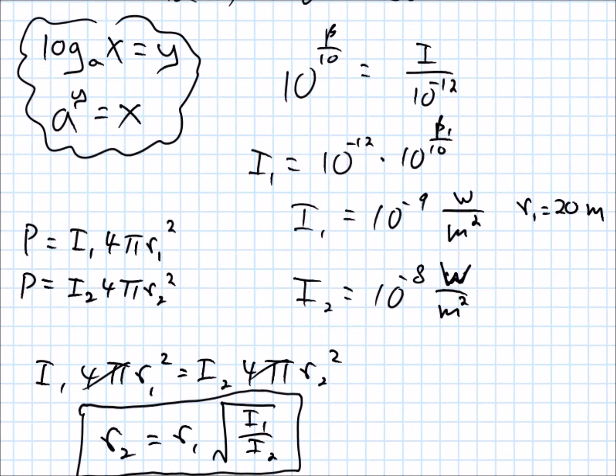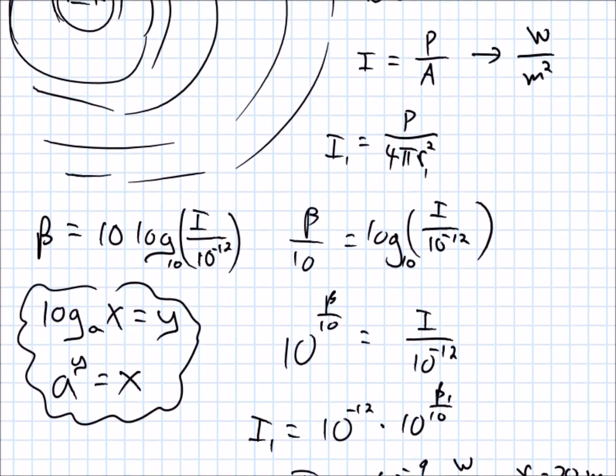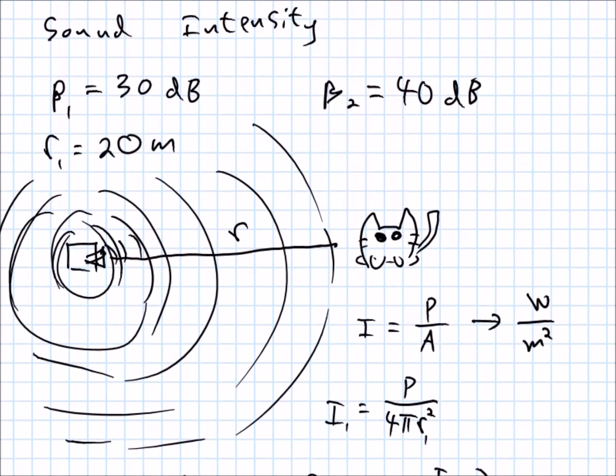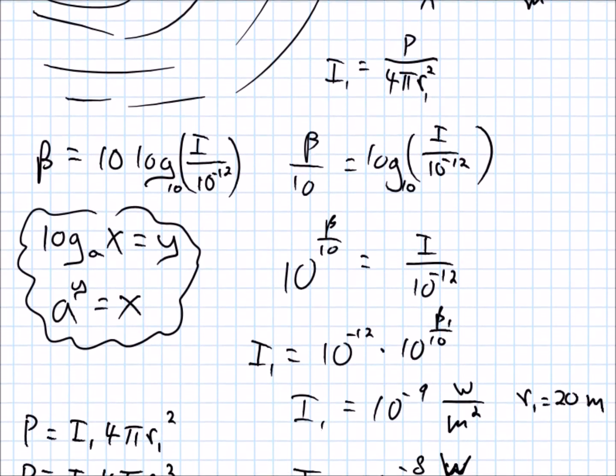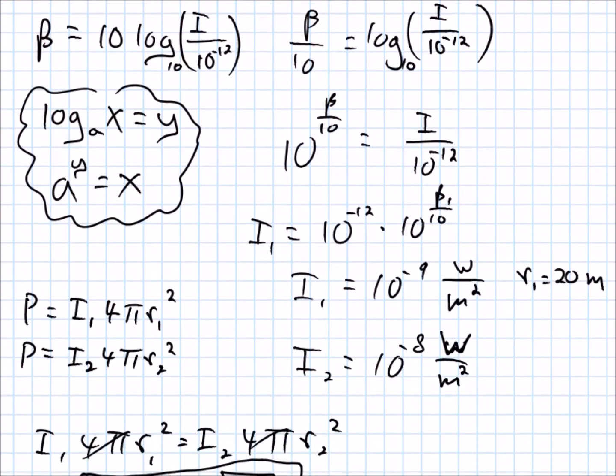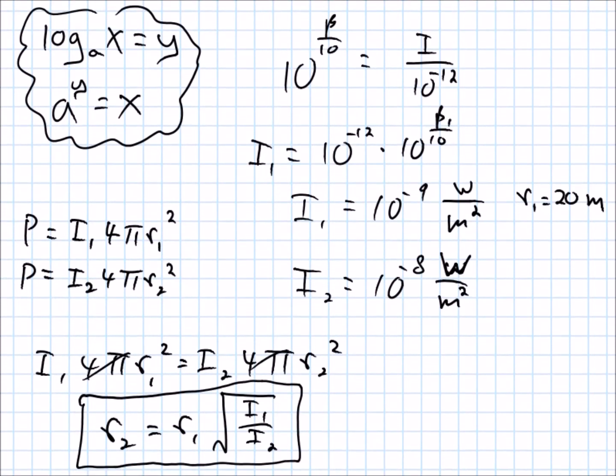Ideally, we would have preferred to be given intensities in watts per meter squared in this problem, rather than the sound intensity level in decibels, but decibels are a fact of life that we need to be able to work with. So there you have it. After we found the intensities in watts per meter squared, we used the concept that the power is not changing. So we set the two powers equal to each other and solved for R2 in terms of R1 and the change in our intensity.